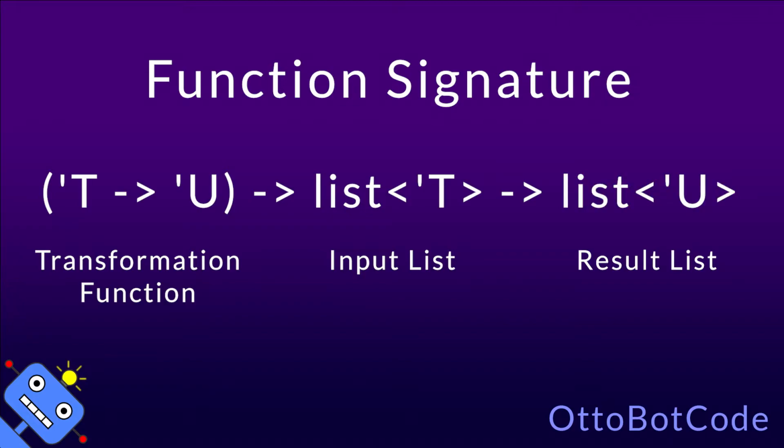Note that the transformation function can convert elements from one type to another. This means that we can use List.map on a list of strings and get out a list of integers, for example. Let's go into the editor and write some examples to make all of this clear.